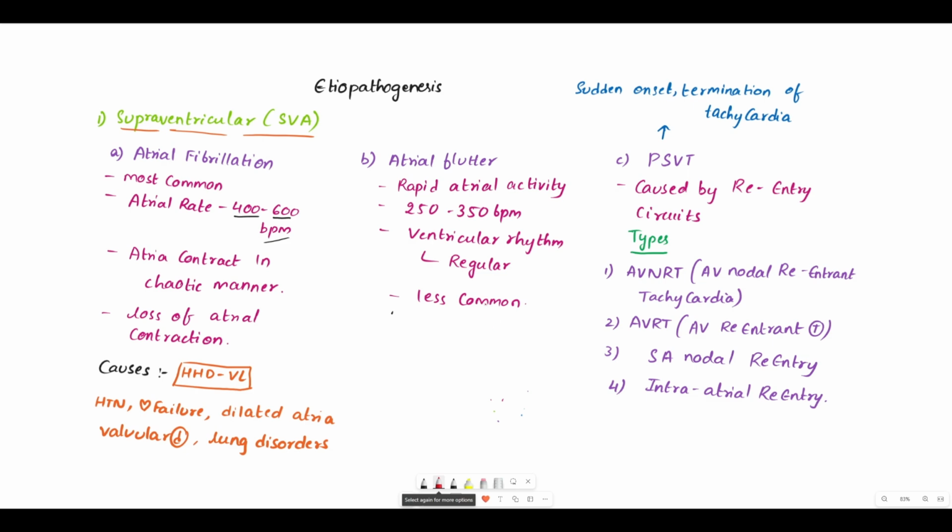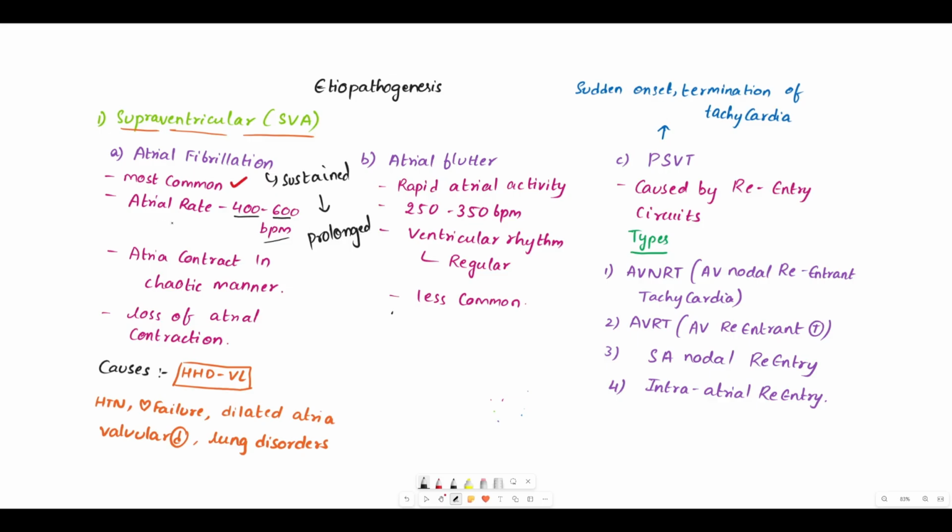So coming back to the etiopathogenesis, the first one is supraventricular arrhythmias. In that, the first type is atrial fibrillation. Atrial fibrillation is one of the most common conditions seen in patients, and it is a sustained arrhythmia. What do we mean by sustained arrhythmia? It means this will last for a prolonged period. The disease continues for a prolonged period, so that's why it is a sustained arrhythmia.